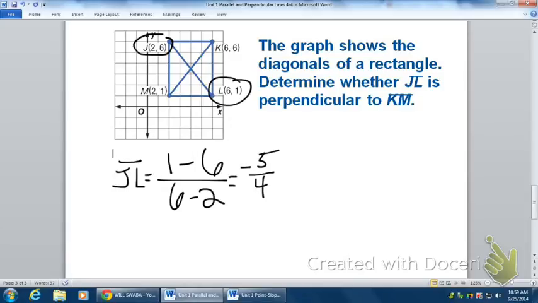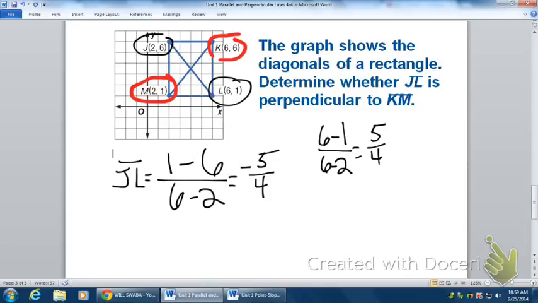Let's figure out KM. So there's my K point, and there's my M point. Same thing, figure out the slope. So I'm going to do 6 minus 1 over 6 minus 2. That's going to give me a 5 over 4.